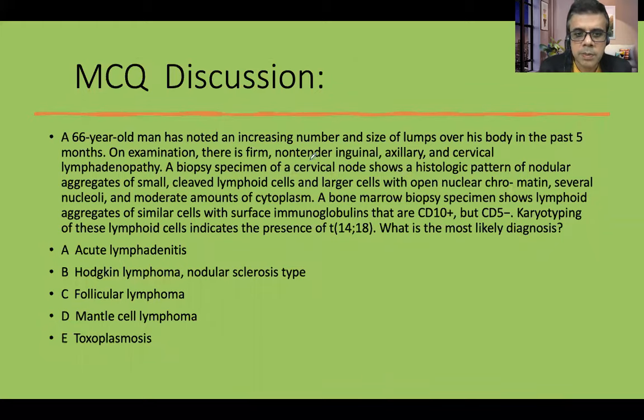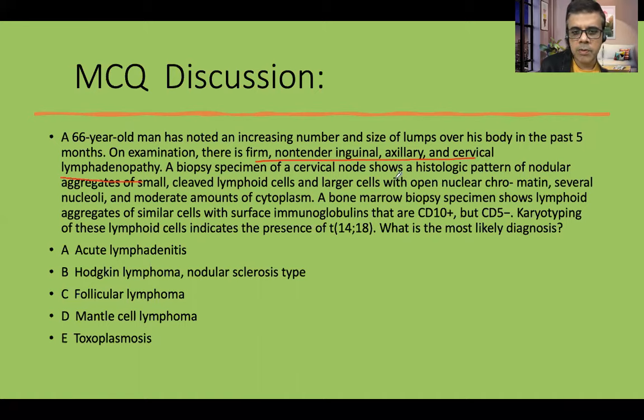Now let's discuss an MCQ to end the presentation. A 66-year-old man has noted an increasing number and size of lumps over his body in the past 5 months. On examination, there is firm, non-tender inguinal, axillary, and cervical lymphadenopathy. So you can note that there is generalized lymphadenopathy. More than 2 groups of lymph nodes are involved over here.